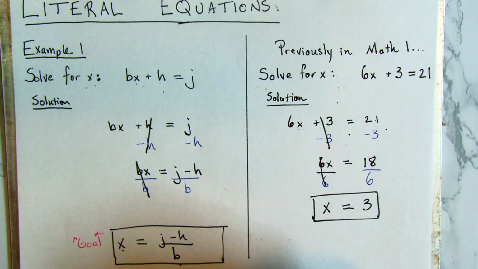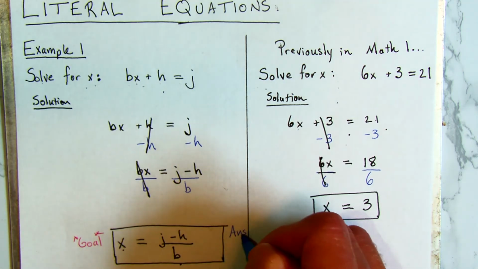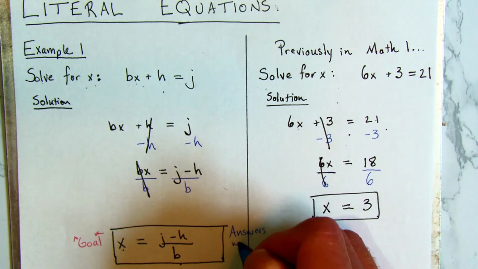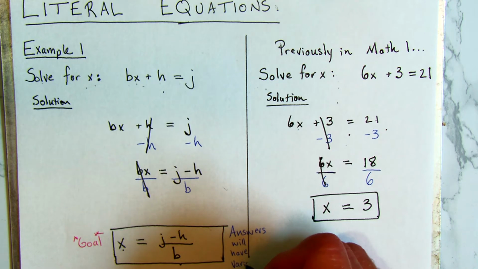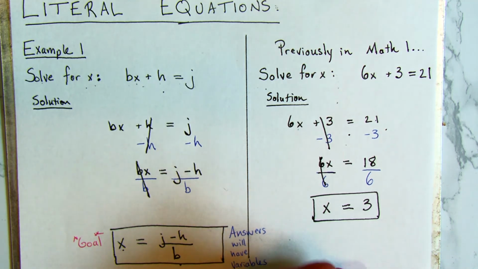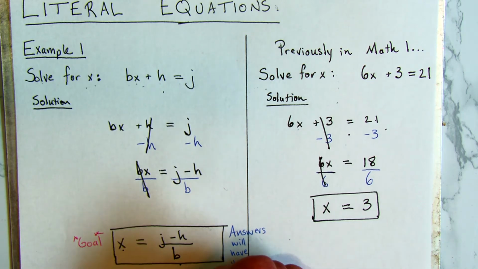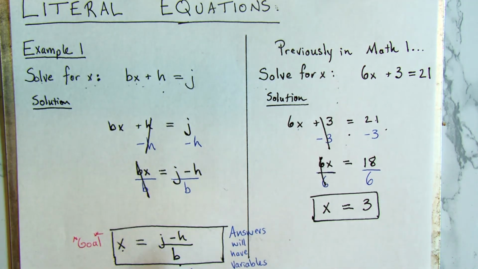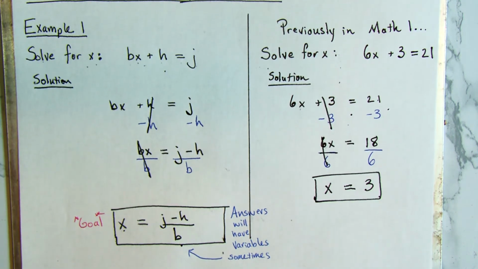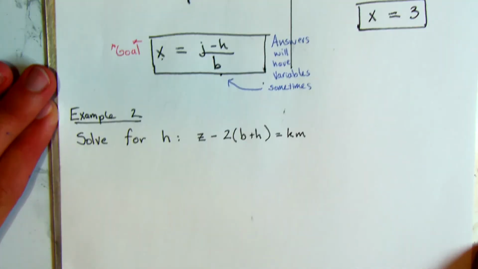So with literal equations, the answers will have variables sometimes. So look at my answer. It has 3 different variables in it. That's fine. I like to call this alphabet math. Alright, we're going to do one more example in this video. Example 2.